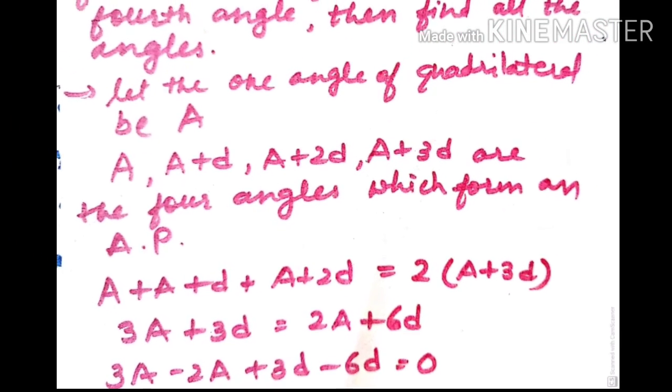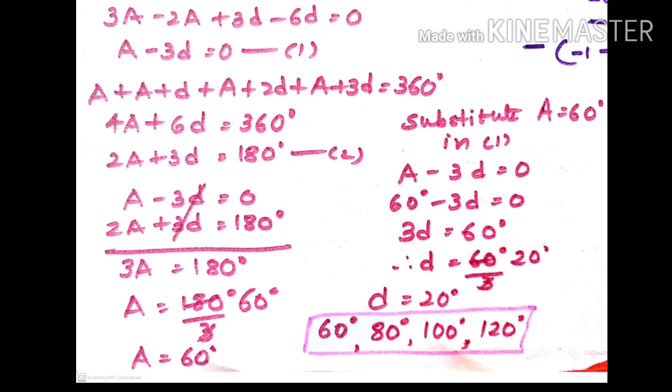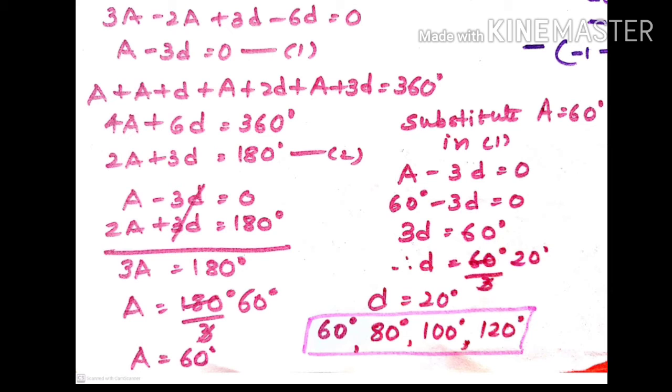Now you have to think about the property we have learned in our earlier standards: what about the four angles of a quadrilateral if you take the sum of them? The sum of all the four angles of a quadrilateral is always 360 degrees. So the first equation I found, by solving, is A minus 3D is equal to 0.